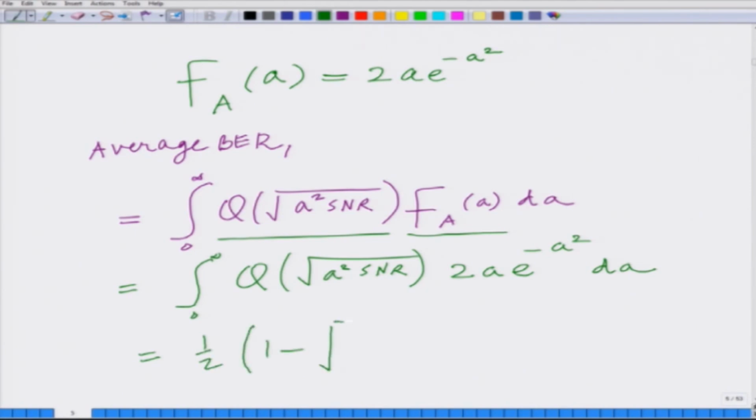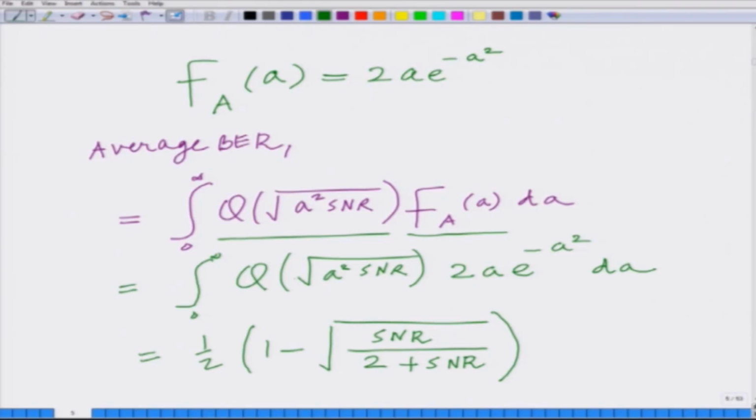1 minus square root of SNR divided by 2 plus SNR. So, the average bit error rate, the final result, for which I have not given the complete derivation here, I will do this in the next module. So, the expression for the average bit error rate, when I average this bit error rate over the distribution of the fading channel coefficient A, is given as half times 1 minus square root of SNR over 2 plus SNR. Let me remind you, this is the expression for average bit error rate of BPSK modulation in a Rayleigh fading wireless channel.